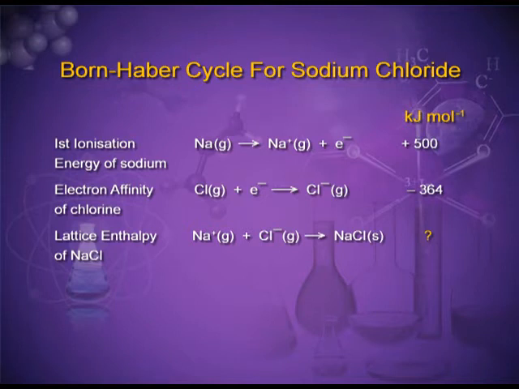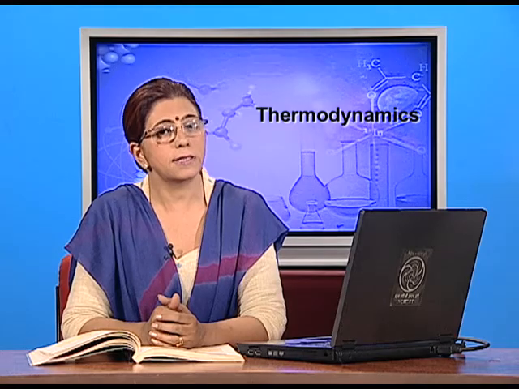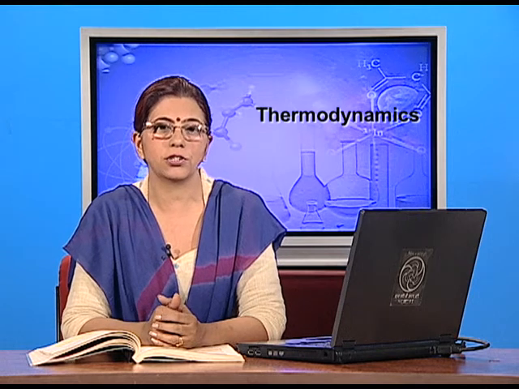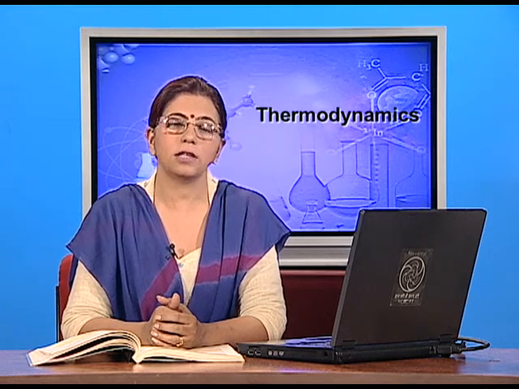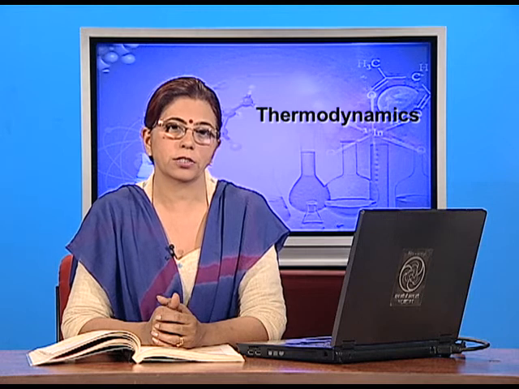Both are oppositely charged ions. Sodium is a cation and chloride is an anion. Now, there will be a strong bond between these oppositely charged ions and NaCl will be formed. The sum total of all these energies will give the lattice enthalpy of sodium chloride.